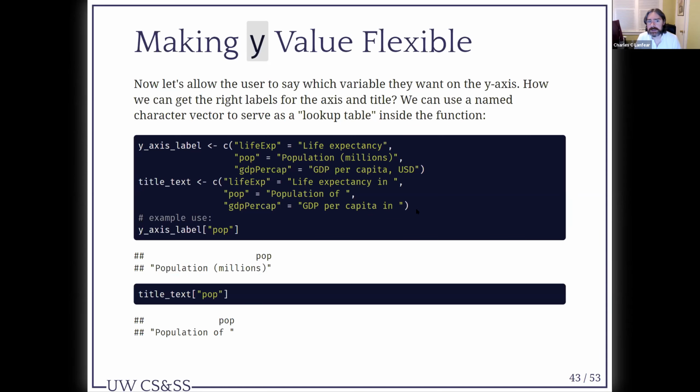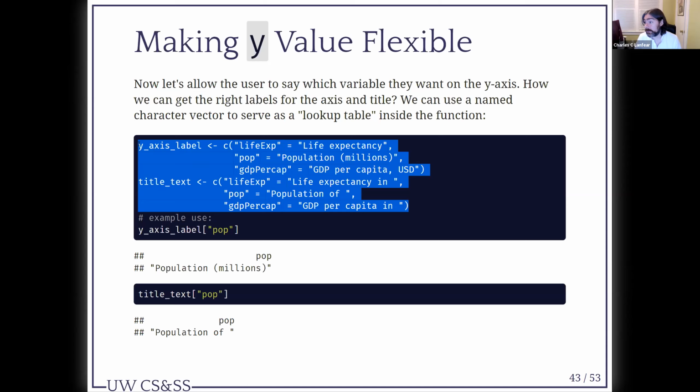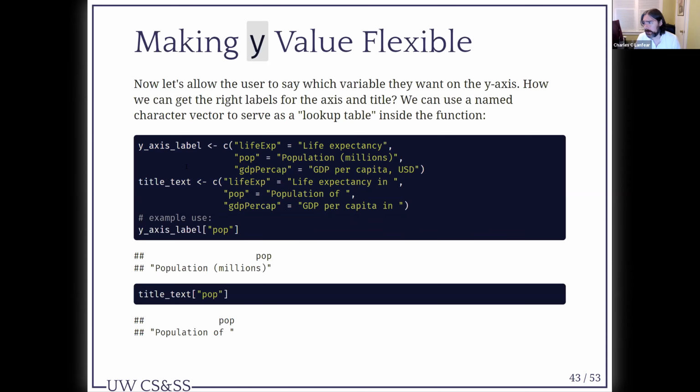If you ever hear somebody say lookup table, that's all this is. The lookup table, you can use like dictionaries in Python the same way. Okay. Similarly, if I say title text and subset it to pop, what pops out is population of. So you'll notice I can subset the Y-axis label and title text using the same variable name, but get different text out because they contain different text.